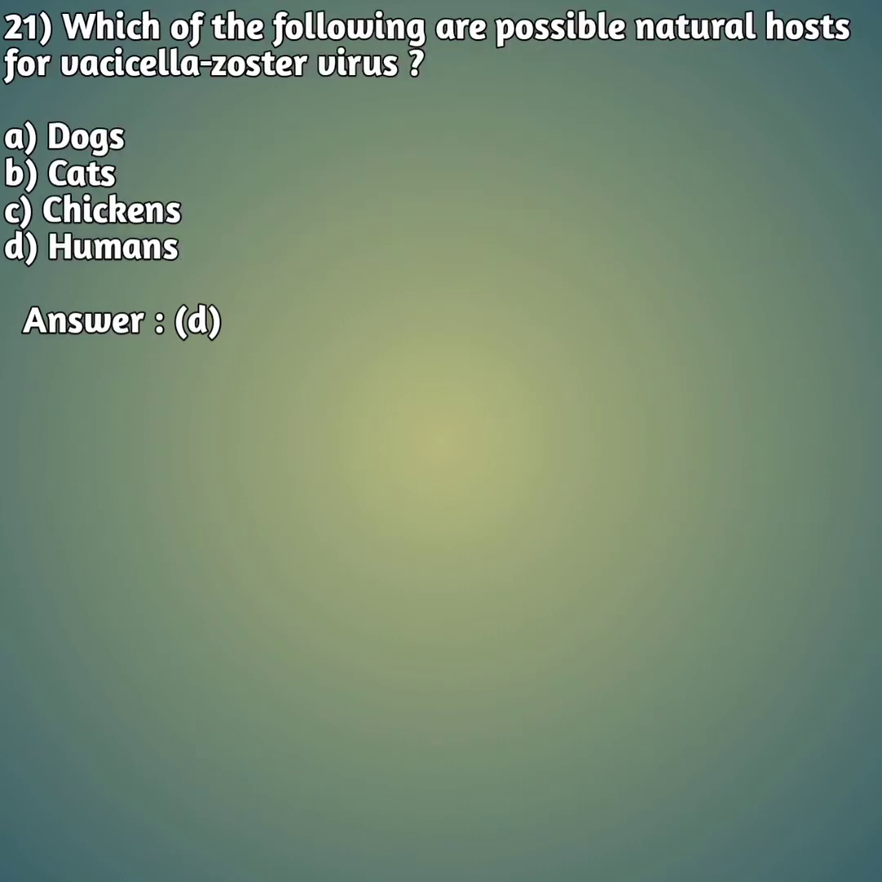Now moving on to our 21st question, which of the following are possible natural hosts of varicella-zoster virus? Option A dogs, option B cats, option C chickens, option D humans. So the right answer is option D, humans. Humans only get the chickenpox, right?